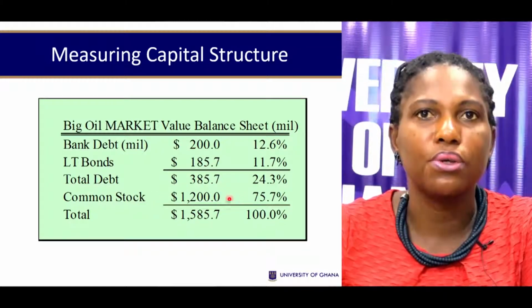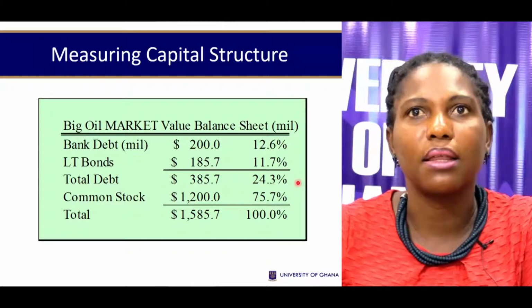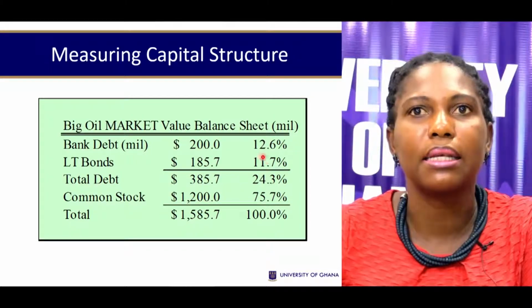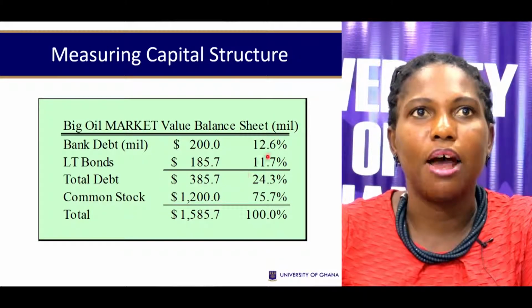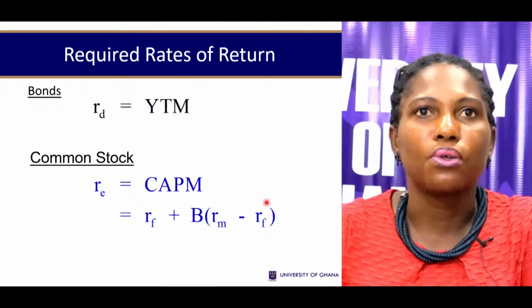And then we also do that for common stock. So once we put all that together, we can see that the weightings vary. And now with the new weightings, we may proceed to compute.